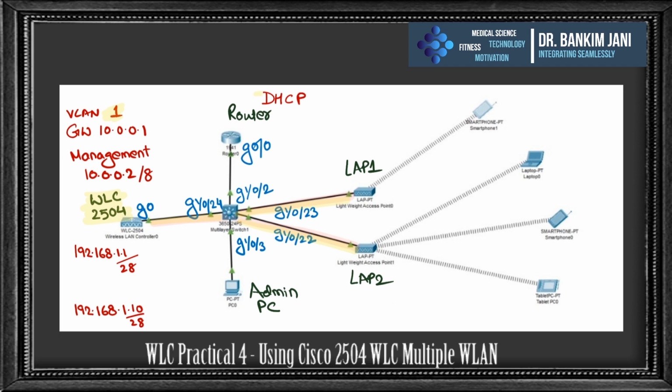So there'll be two more WLANs which it will be handling. Over here, the router would be acting as a DHCP server. There would be an admin PC which will be controlling all the configurations of the WLC, and there are two access points, lightweight access point 1 and lightweight access point 2. In case one fails, the entire thing will switch over to the second access point, and we'll see how this redundancy really works.